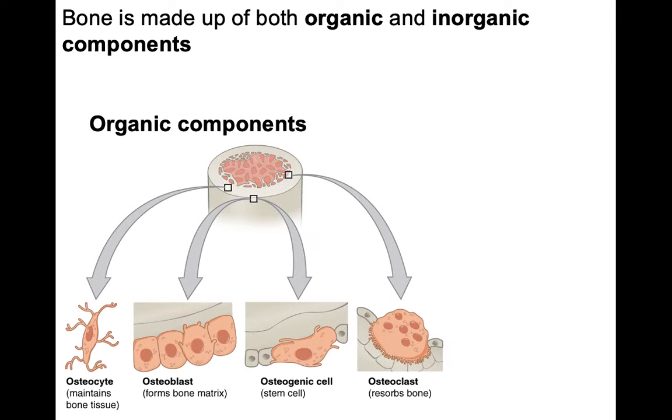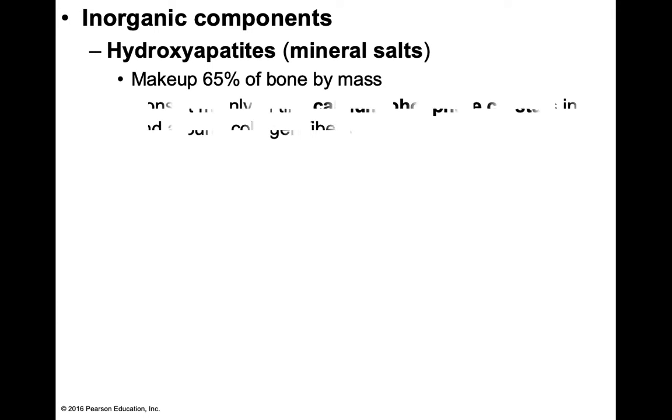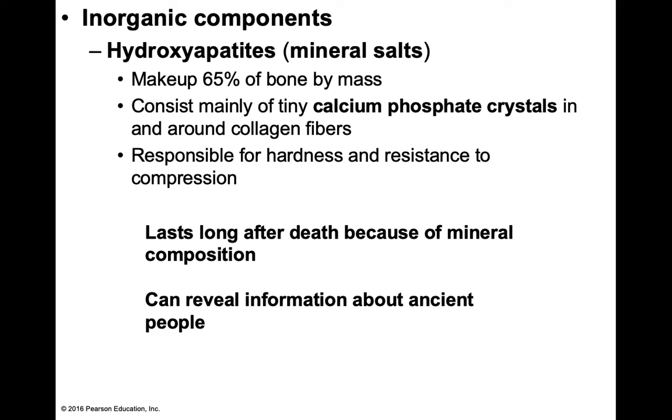Okay? Bone is made up of both organic and inorganic components. I gave you the organic components just right now. Right? Bone lining cells, osteocytes, osteoblasts, osteogenic cells, and osteoclasts. Inorganic components. All I want you to know is what they are.